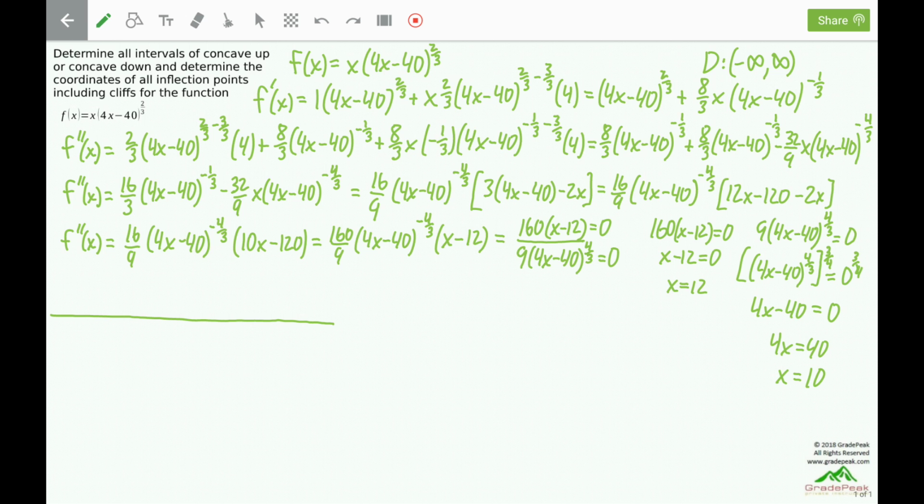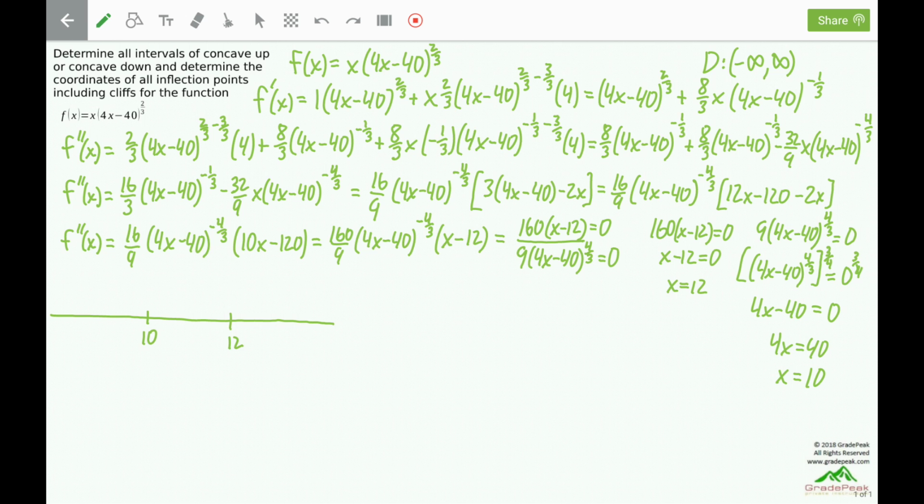We can put all candidate numbers on here in order. We have a 10, we have a 12. This splits the domain interval up into 3 separate intervals. We can pick a test value in each of the intervals.